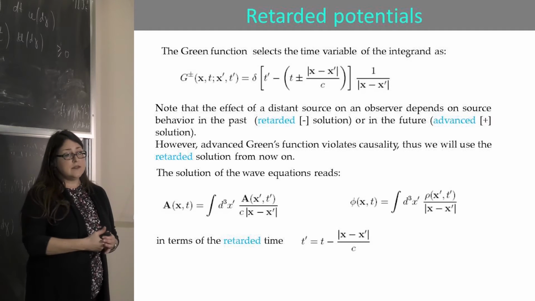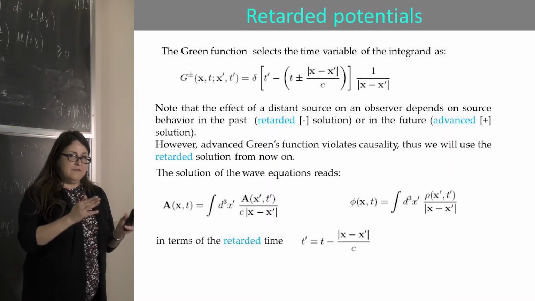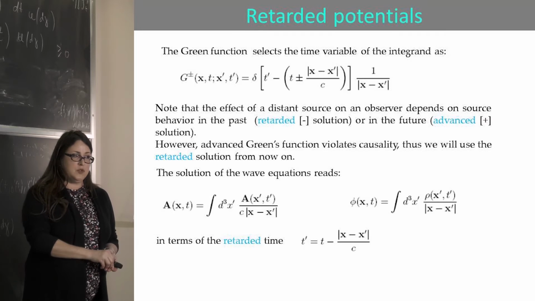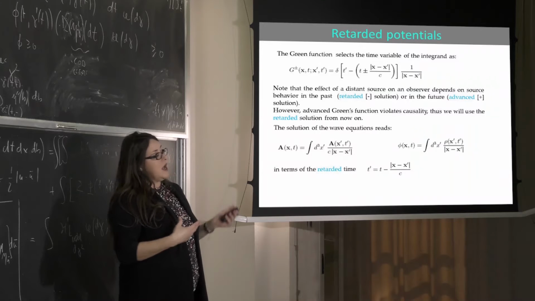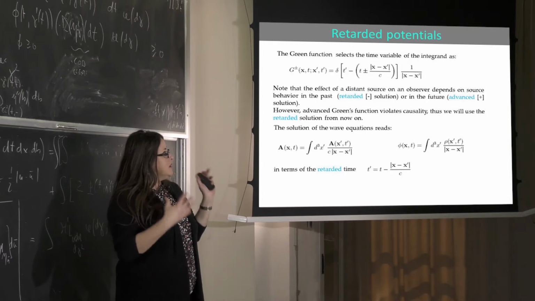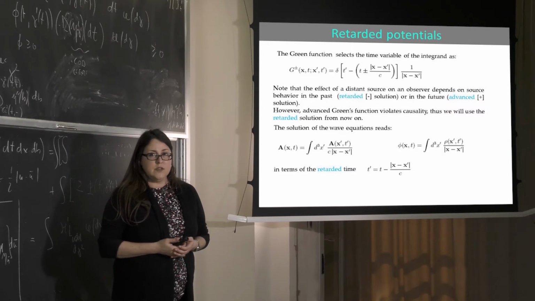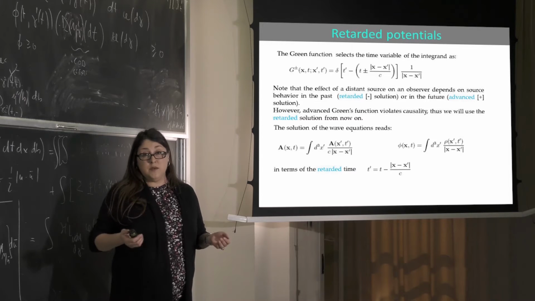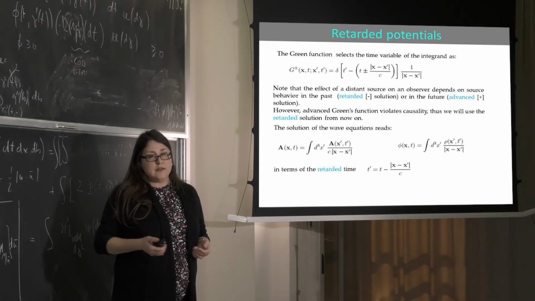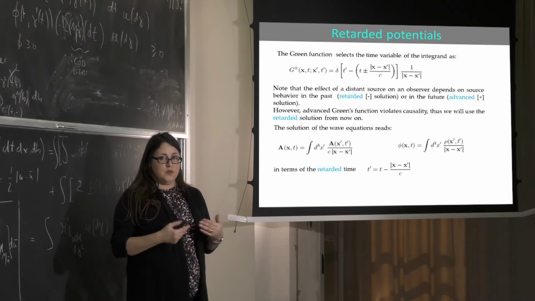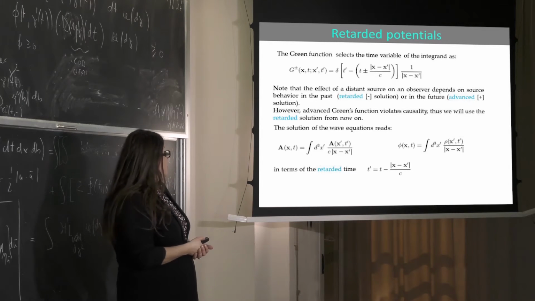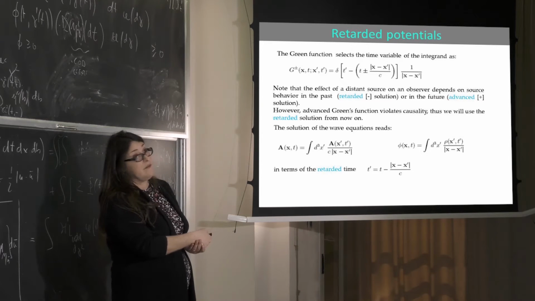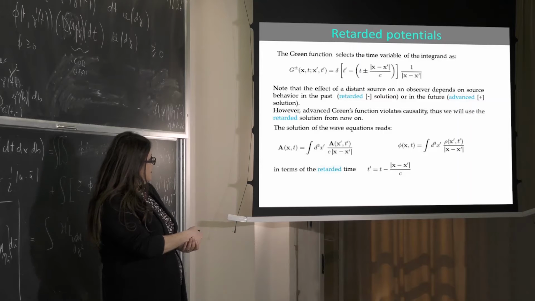This is due to the fact that light needs a finite time to propagate from the position of the electric charge to the position of the observer. So the introduction of the retarded time in these solutions is due to the fact that the speed of light is finite, and it is the speed at which the electromagnetic signal propagates. So, using the retarded potentials, we see that the solution of the wave equations can be written in this way.